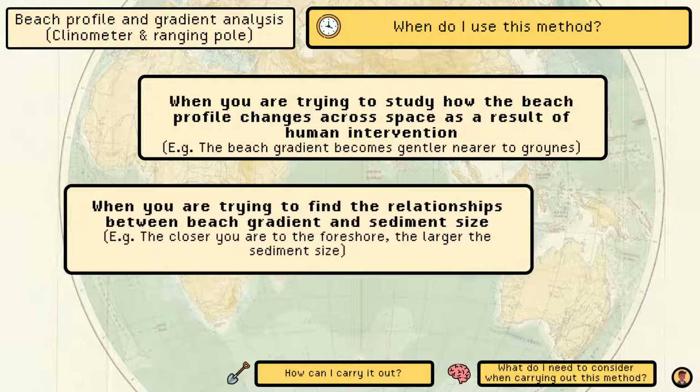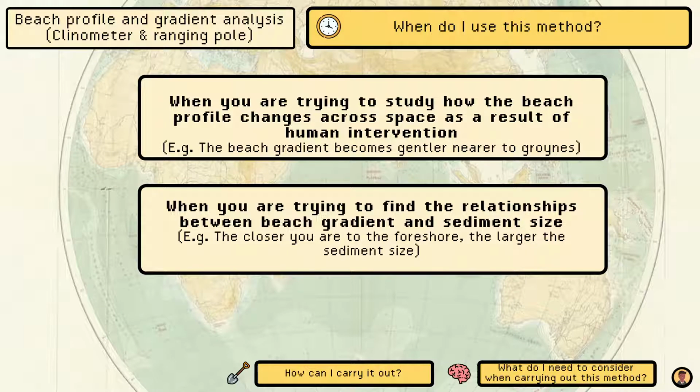Also, you can also use this method when you are trying to find the relationships between beach gradient and sediment size. So the closer you are to the foreshore, for example, the larger the sediment size. So when you're trying to also analyze, for example, what is at the different areas of the beach profile, you can actually do this. It actually allows you to track the different parts of the beach profile. However, the first point that I mentioned here is the more common usage of this method.